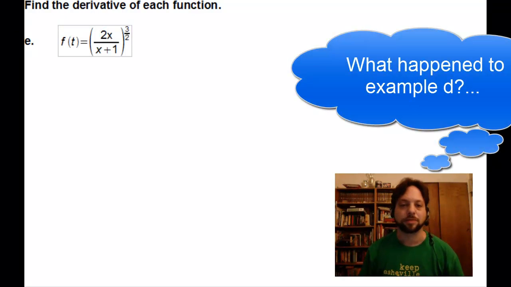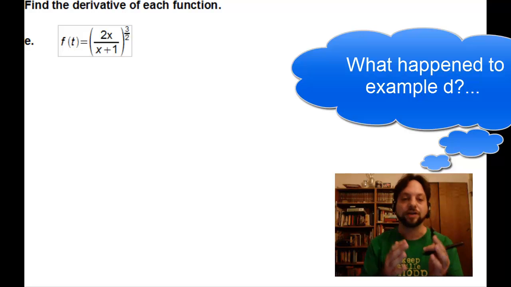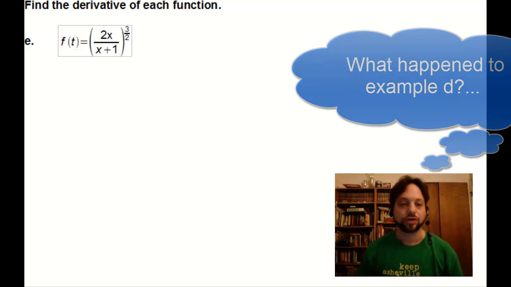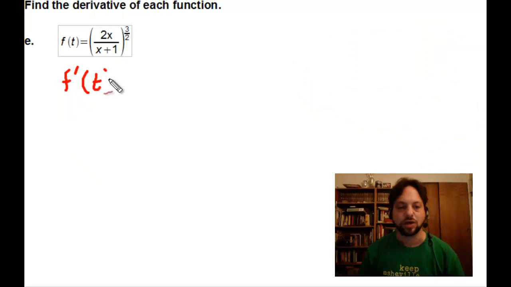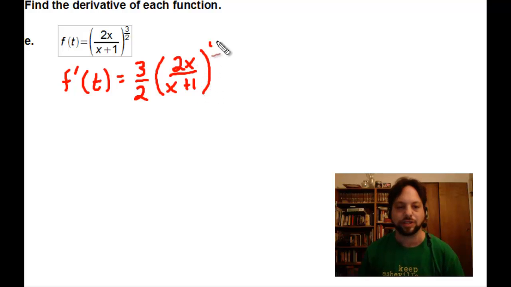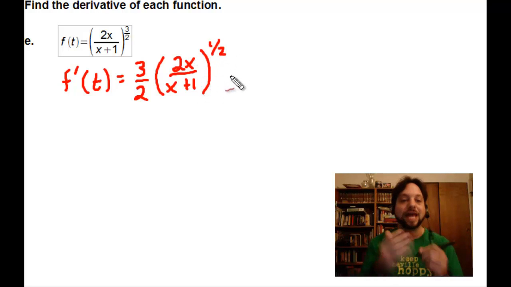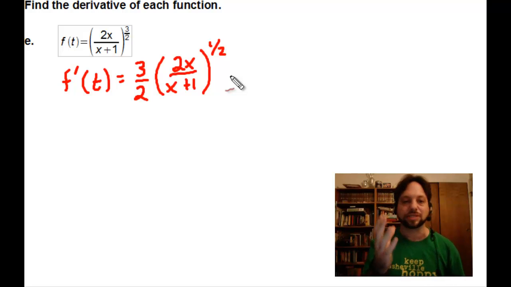Example E is a problem that I think you will find to be fun and exciting. Certainly, I hope you can identify the inside and outside portions of this function. And so if we want to differentiate this, we'll start by looking at the outside. We'll have 3/2 multiplied by the blob, which in this case is 2x over quantity x plus 1, and that will be to the 1/2 power. That completes the power rule for the outside function.